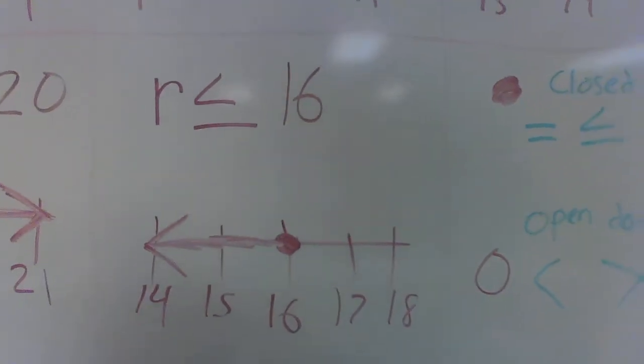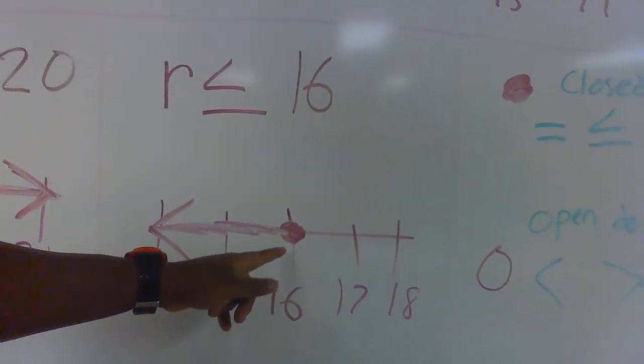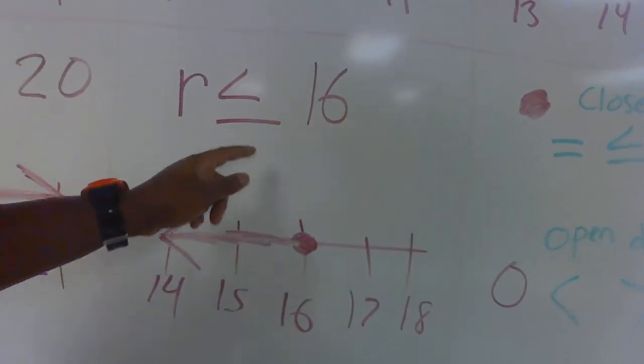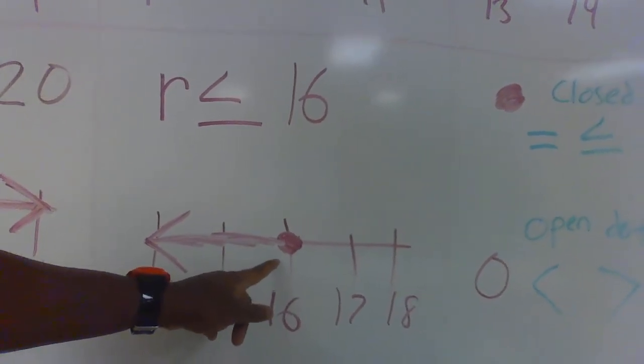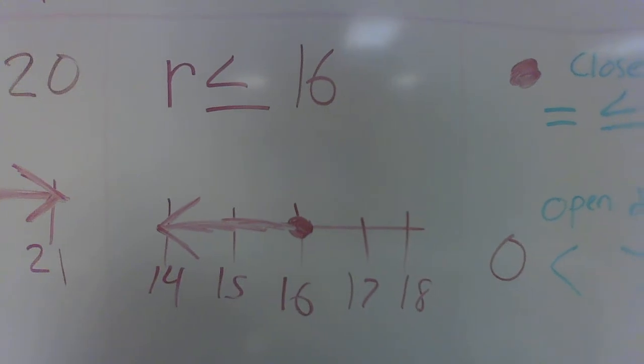The last one we have here, R is less than or equal to 16. 16 is a filled in circle because it could be equal to 16, but also it could be less than 16. So we got our arrow there.